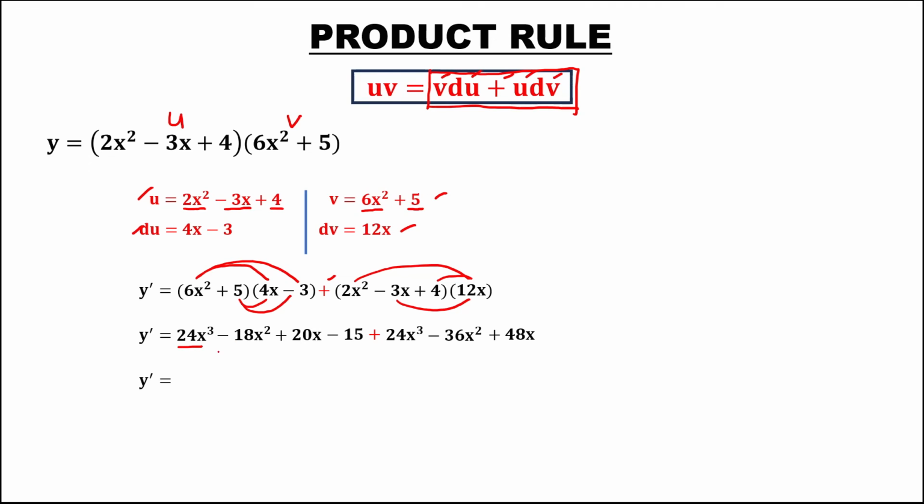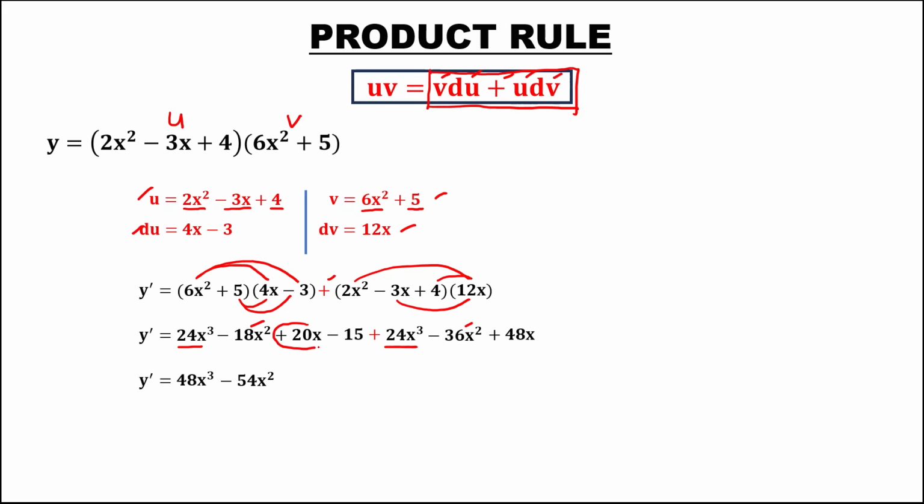So this 24x to the power 3 plus 24x to the power 3, this is 48x to the power 3. Then this negative 18x to the power 2 and negative 36x to the power 2. Since they are the same sign, negative, you add. So this is negative 54x to the power 2.